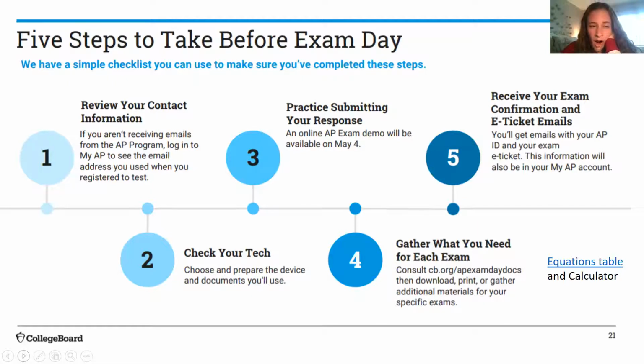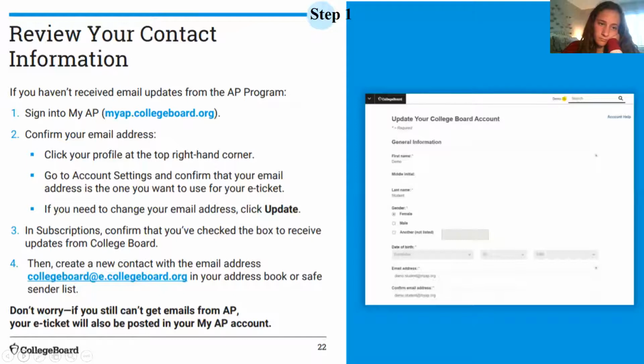So that's all the stuff before the exam. And we're gonna go through each one of those. So step 1: you're gonna be reviewing your information by going to your College Board account. Some of you have already done it. Make sure it's all updated, okay?